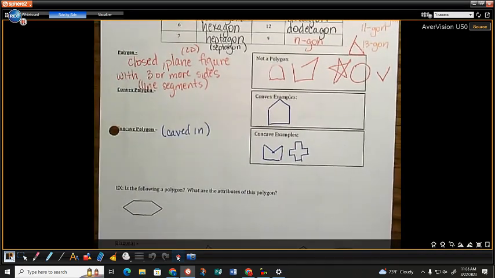I just drew 12 marks. And it's concave. 2, 4, 6, 8. Oh. There's 3 on each part. No way. Never knew that.